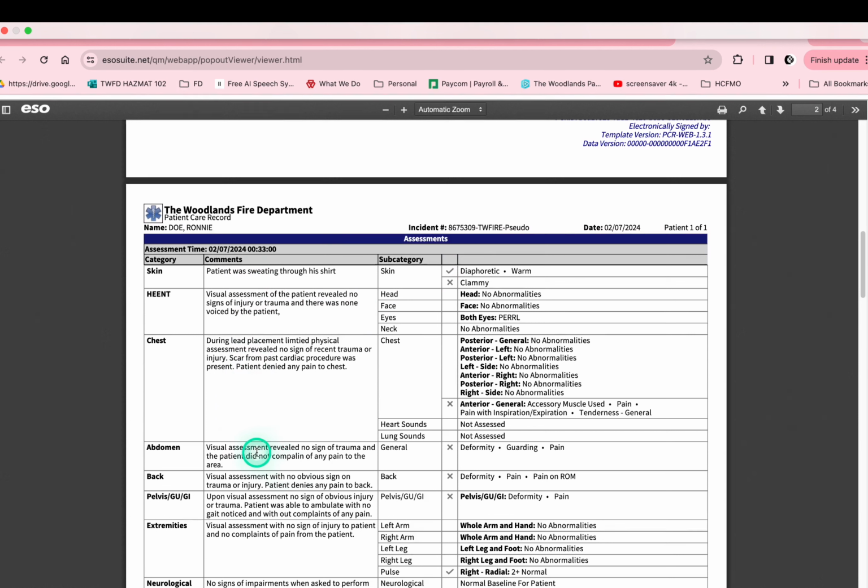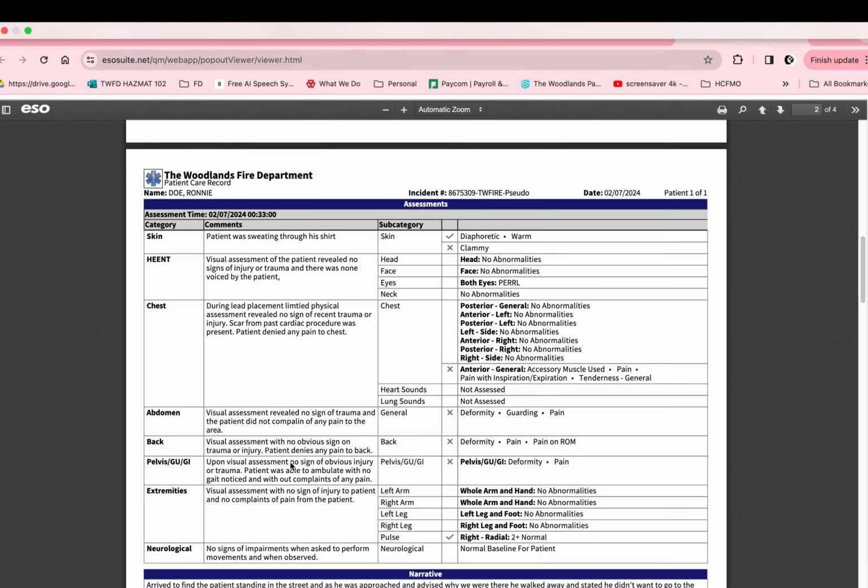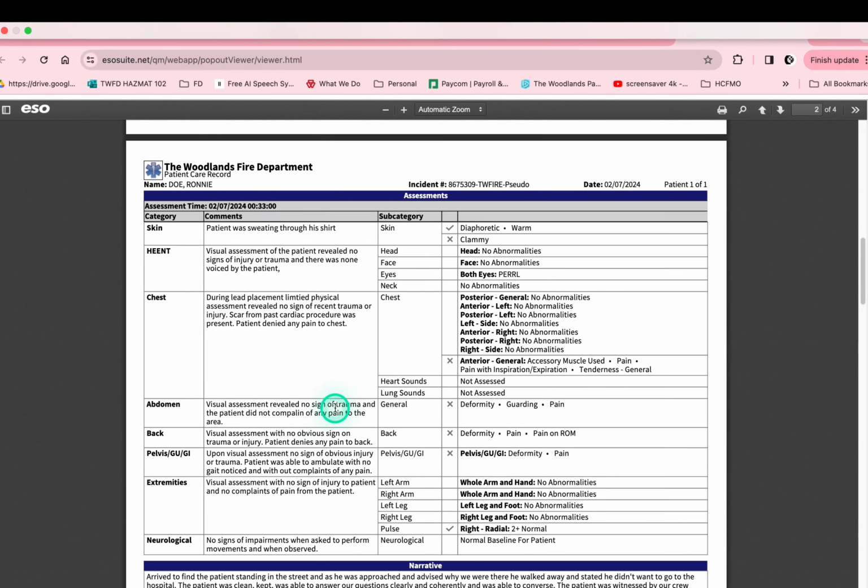Visual assessments. I didn't do a physical assessment of his abdomen, but he was moving around. He didn't complain of anything, so visually I didn't see anything wrong. If he was bent over holding his abdomen saying they're cramping up really bad, I could say on here, oh look, he was guarding it, some pain. I didn't see anything. He wasn't complaining of it, so I marked it.